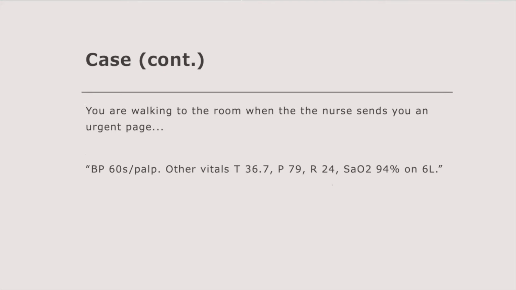Blood pressure 60s over palp. Other vitals, temperature 36.7, pulse 79, respiratory rate 24, oxygen saturation 94% on 6 liters. Now, this is more of a fun fact than anything else, but does anyone know what that means, 60s over palp? What does that mean?